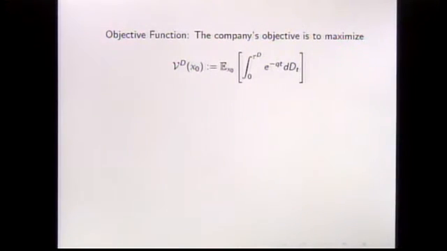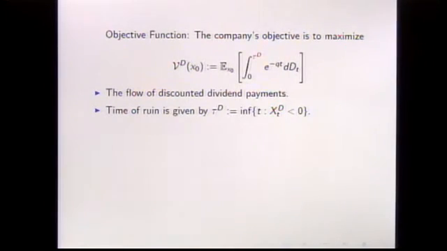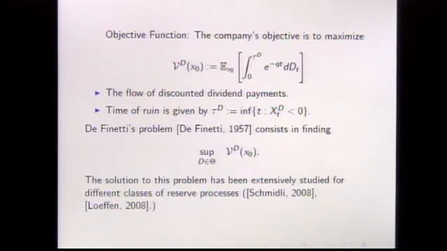The objective function is to maximize the flow of discounted dividend payments through time until the time of ruin, tau D, which depends on the strategy. I'm using Q here because I'm going to use q-scale functions like Daniel did before. The de Finetti problem is just to find the best strategy for dividend payments. This is very old, and for some processes there is a book by Schmidli that summarizes all the techniques used to solve this problem. Later, there is this work by Loeffen that extends it to spectrally negative Lévy processes, which I'm going to talk about later.